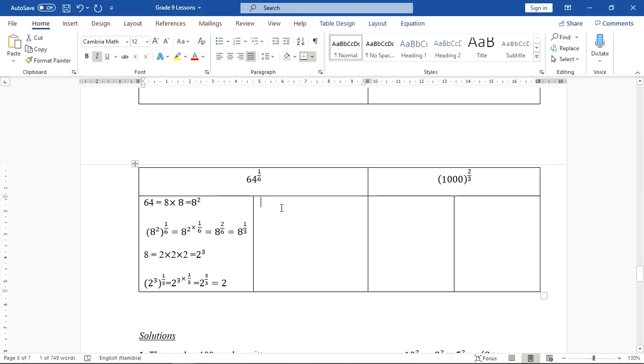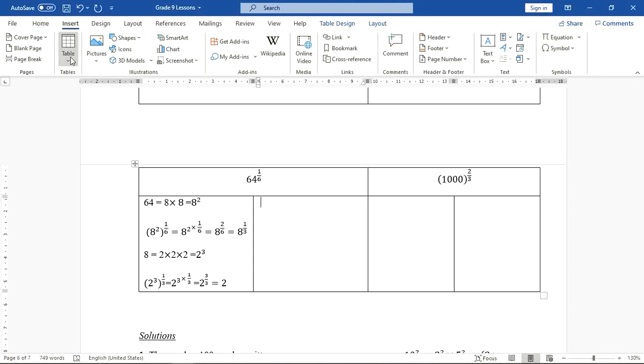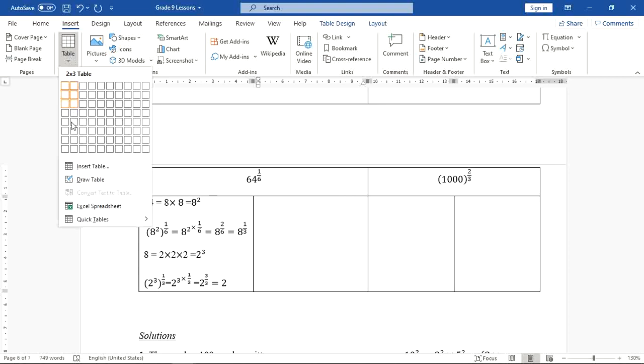Now the other way that you can do it is to break up 64 as a product of its prime factors. So what we need is a table.